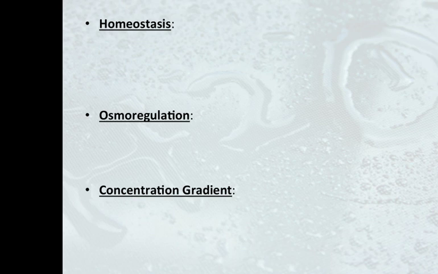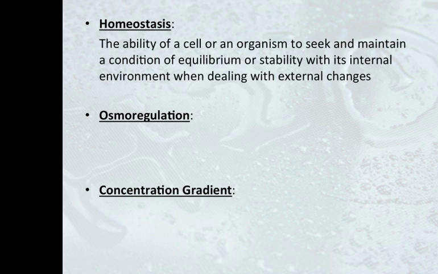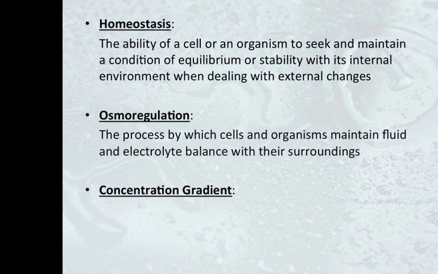What is homeostasis? Homeostasis, basically, is what keeps you alive. Homeostasis is the body's balance. It is the body seeking equilibrium with its external environment. Osmoregulation is a specific process within homeostasis. It's the process by which cells and organisms maintain their fluid and electrolyte balances with their surroundings.